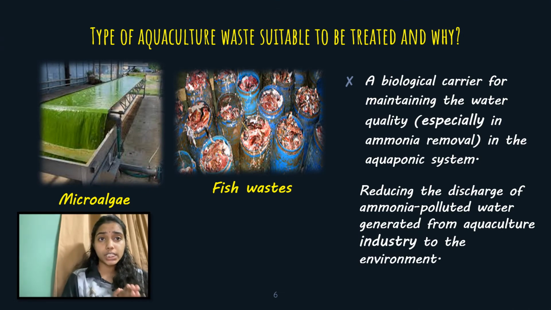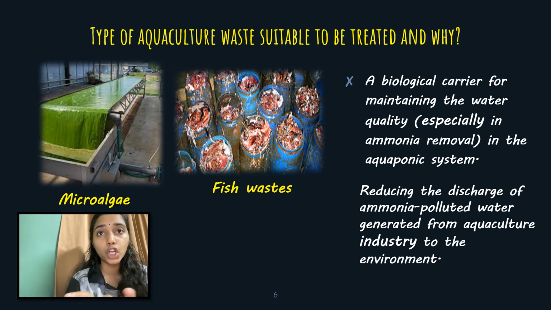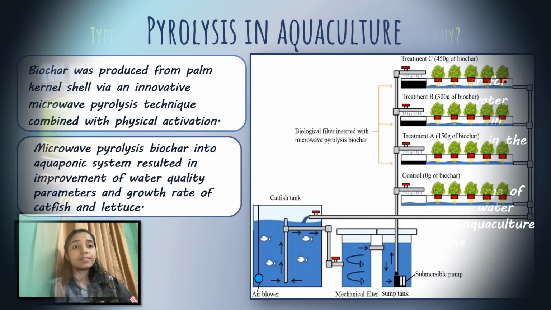Types of aquaculture waste which are suitable to be treated, and why. Examples of aquaculture waste are microalgae and fish waste. This is because pyrolysis acts as a biological carrier for maintaining the water quality, especially in ammonia removal in the aquaponics system, reducing the discharge of ammonia polluted water generated from aquaculture industry to the environment.